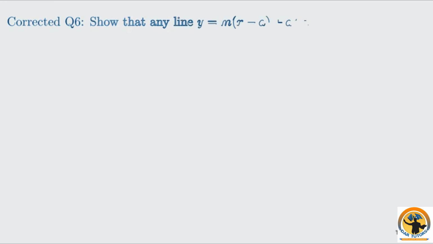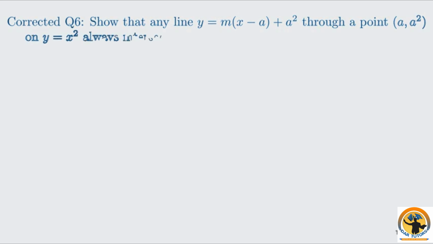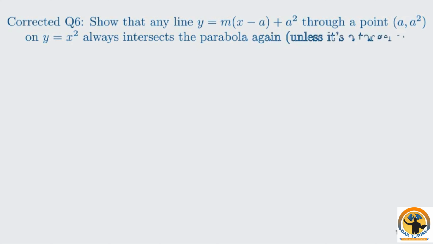Let's quickly correct the previous question. It appears to be based on an IB question format where the line is given in the form y equals mx minus ma plus a squared for a point a, a squared on the parabola. So the question should be, show that any line through a point a, a squared on the parabola y equals x squared, of the form y equals m times x minus a plus a squared, always intersects the parabola again unless it is a tangent.